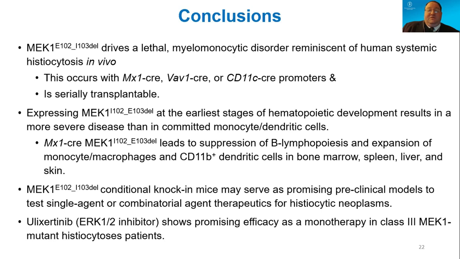It could potentially be a promising preclinical model to test single agent or combinatorial therapeutics for histiocytic neoplasms, such as in patients that don't respond well to allosteric MEK inhibitors. And at least in a few of the anecdotal cases that we have, ERK1/2 inhibitor seems to show promising efficacy as a monotherapy in class 3 MEK1 mutant histiocytosis patients. Hopefully preclinical trials in the mouse models and some of these anecdotal data from our patients will build a foundation for future clinical trials beyond single agent MEK inhibitors for class 3 MEK1 mutant patients, such as those harboring MEK1 E1203 deletions.